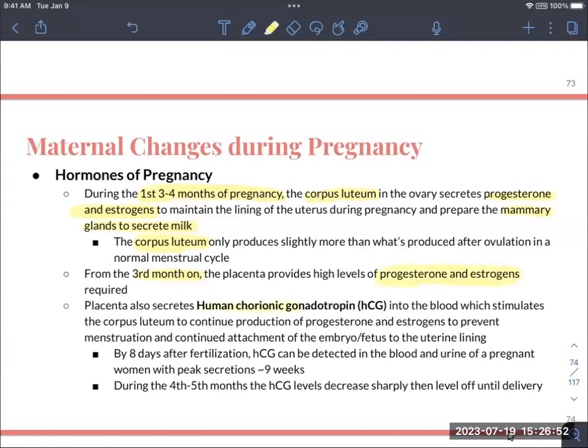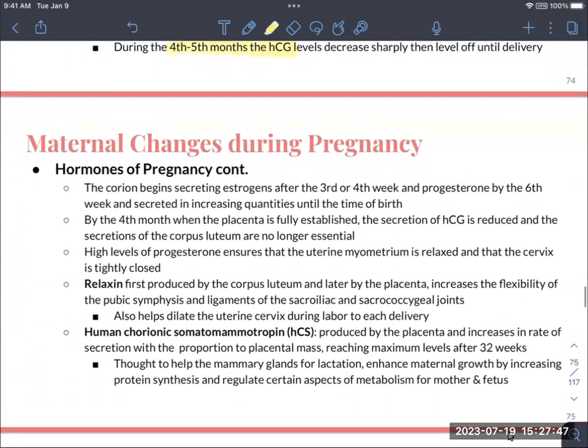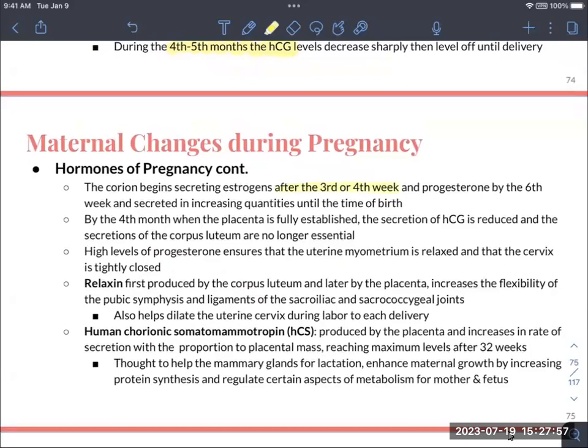The placenta gives us human chorionic gonadotropin. It gets excreted out through the urine. This human chorionic gonadotropin can be found in the blood, and it stimulates the corpus luteum to continue to produce progesterone and estrogens. Eight days after fertilization, HCG can already be detected in the blood and urine, and you can detect it through about 9 weeks. By the 4th or 5th month, HCG levels start to fall off. They are still there, just not as high as during the beginning phases. So, these hormone pregnancy tests. The chorion is secreting estrogens after the 3rd and 4th week, and progesterone by the 6th week.